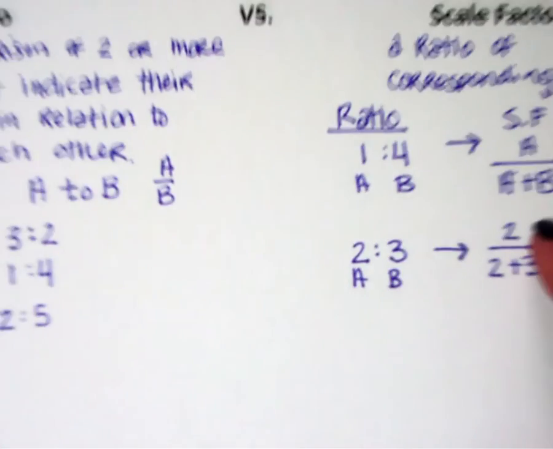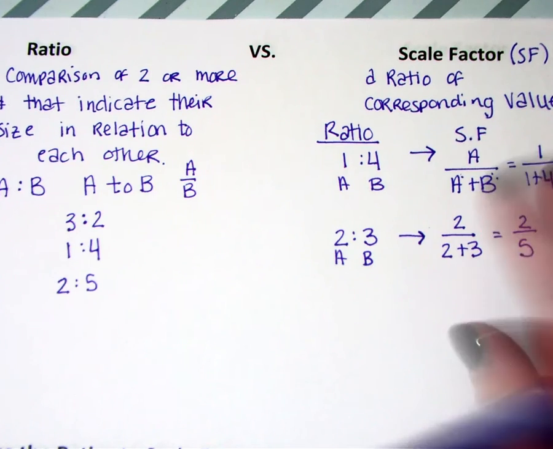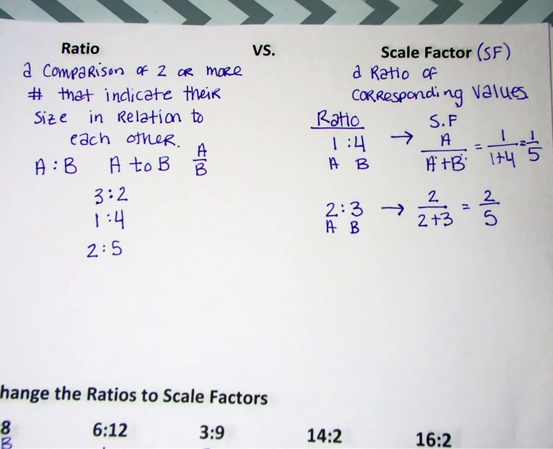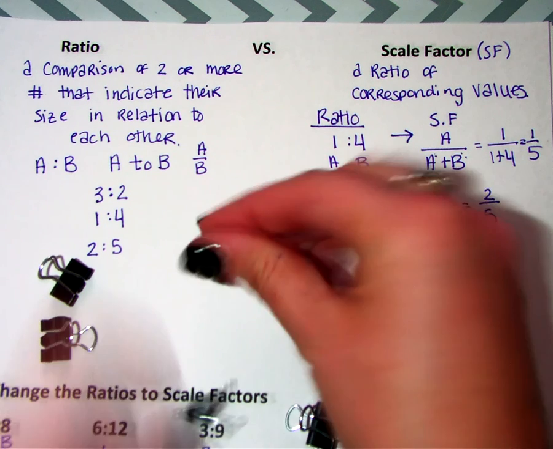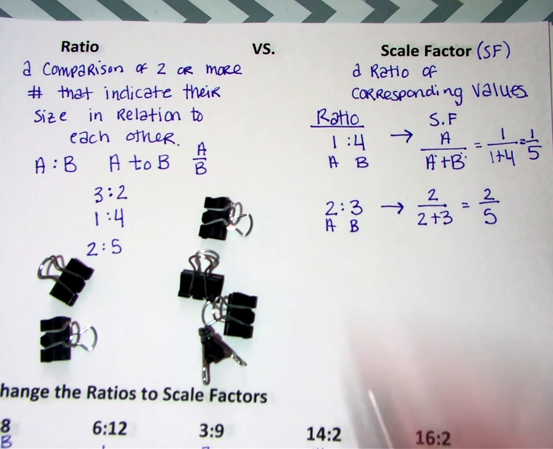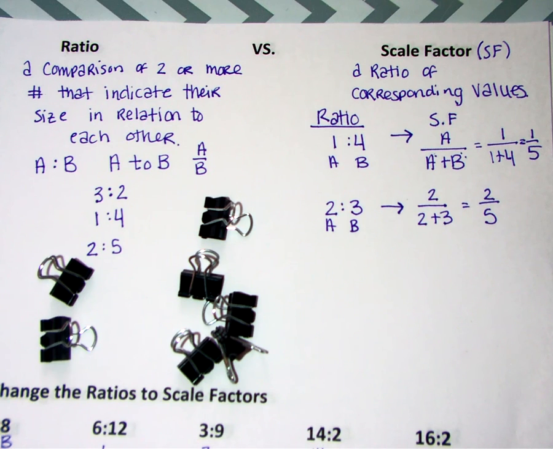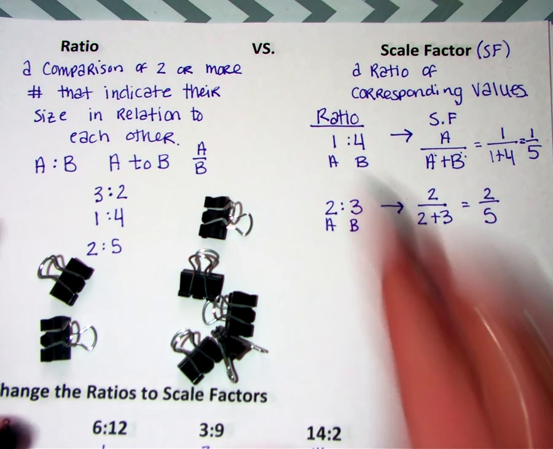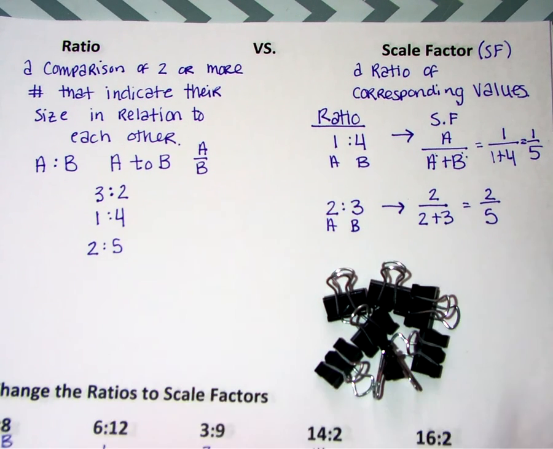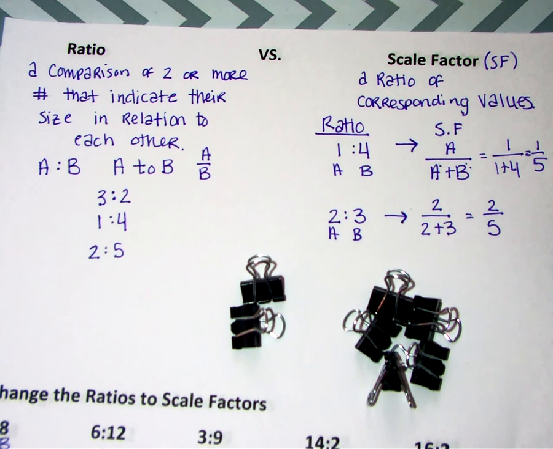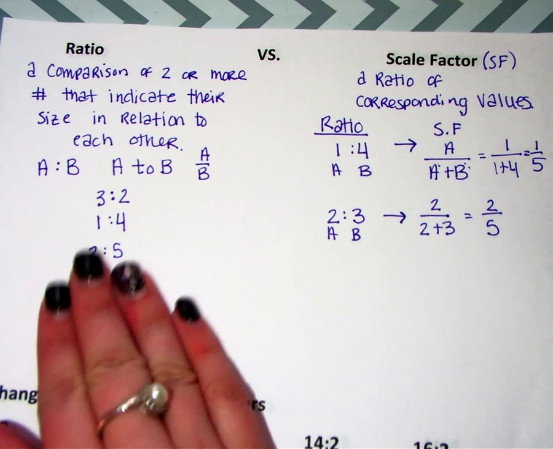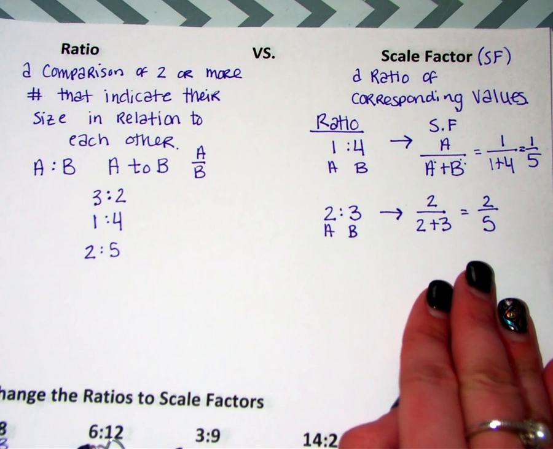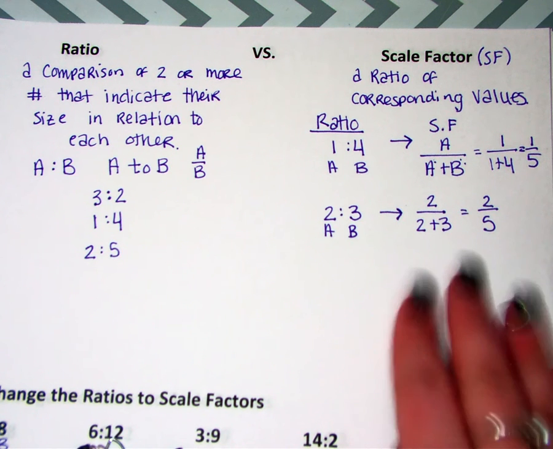Remember, these topics seem like they're confusing, but if you think about the differences and similarities between them, it makes a little bit more sense. Ratios compare to each other. So again, a ratio of 2 to 5: I have 2 binder clips, and you have 5, versus a scale factor of 2 over 5, which would mean out of 7, I have 2. So just remember, ratios compare individuals together. Scale factor compares what you have to the total number of groups.